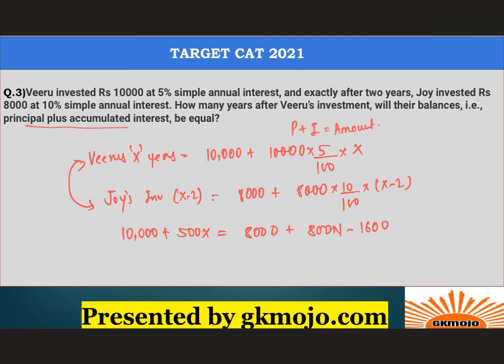Now this is just a piece of cake for you now, all right? Very easy. So basically you get 3,600 is equal to 300x, right? So this x comes out to be 12, and that is your correct answer, 12 years.